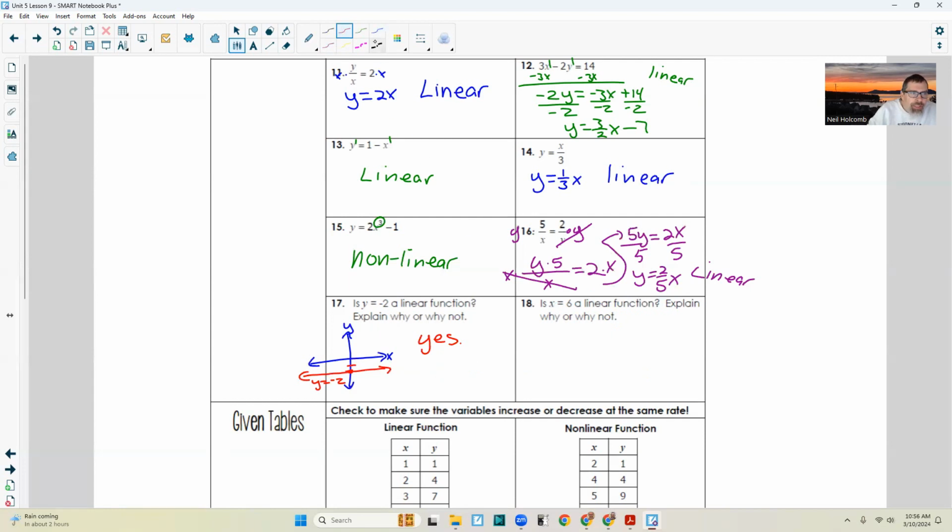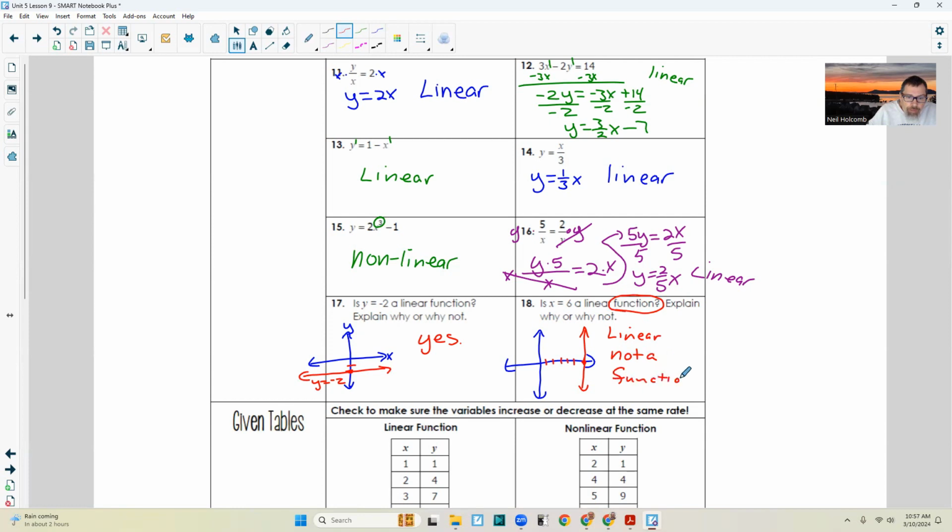Okay. Is x equals 6 a linear function? So remember, if we graph x equals 6, that means it's crossing the x-axis at 6. 1, 2, 3, 4, 5. Here's 6. So that's a vertical line. Did you hear what I said? Vertical. So it has the points 6, 0, 6, 1, 6, 2, 6, 3. X's are repeating. That is linear. Oops, I'm sorry. It is linear, but it is not a function.